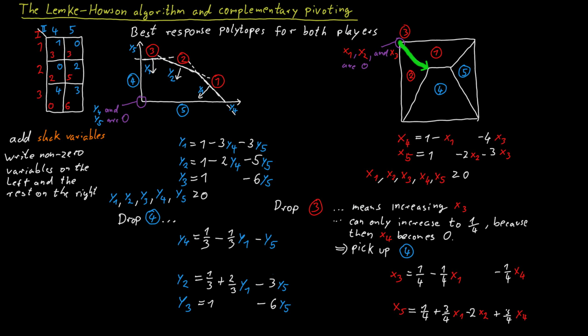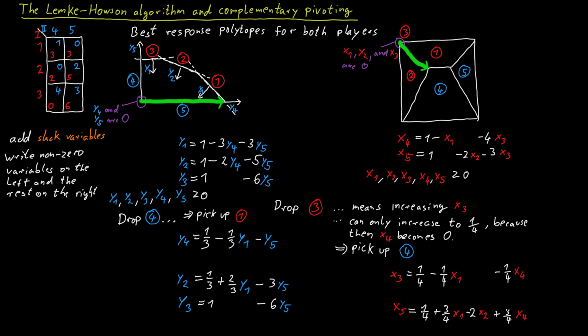Basically, it means we've moved from one vertex to some other vertex in the best response polytope. Mainly, we moved along this edge at the bottom of the polytope to the right. And we picked up label 1 in this process. So now we have to drop label 1 in the right polytope.